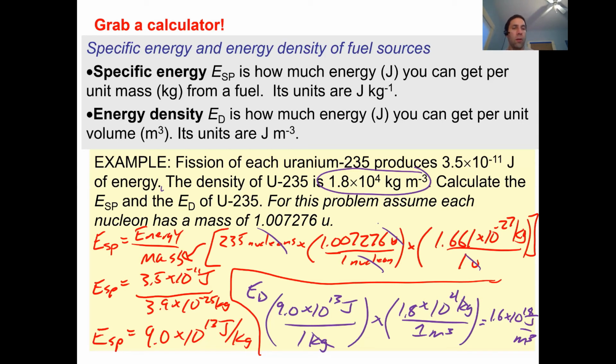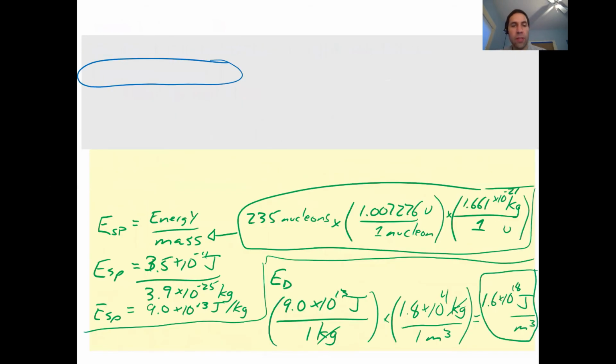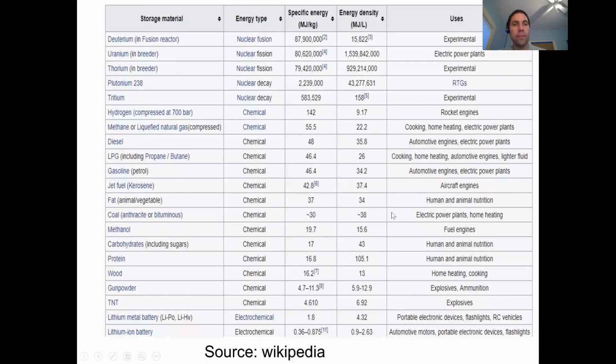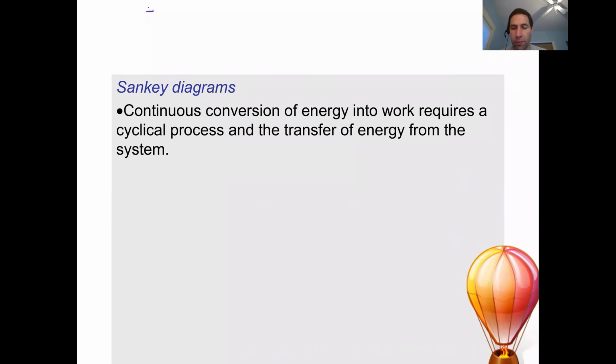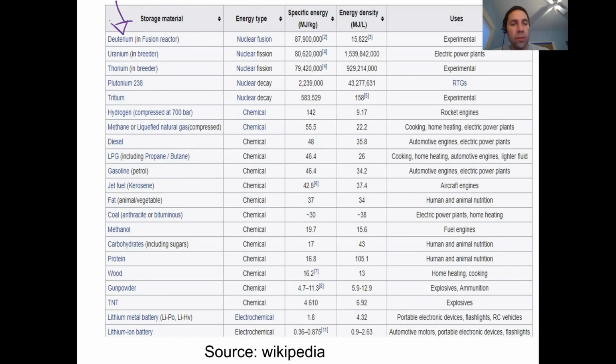Okay. All right, so you should be able to do that. If I give you a problem like that for any sort of primary energy source, you should be able to calculate the specific energy and the energy density. So let's see how the different specific energies and energy densities compare. This is from Wikipedia, and I think this is really interesting. If you look here, what we have is the different types of primary energy sources. These are the primary energy sources for the most part. And you can see we have a specific energy column and an energy density column.